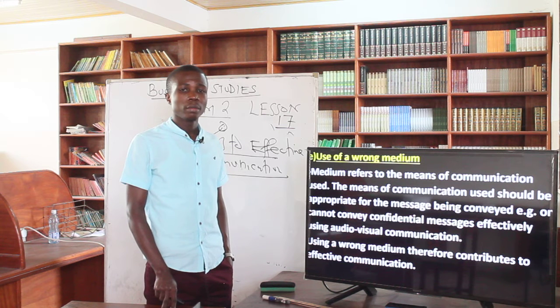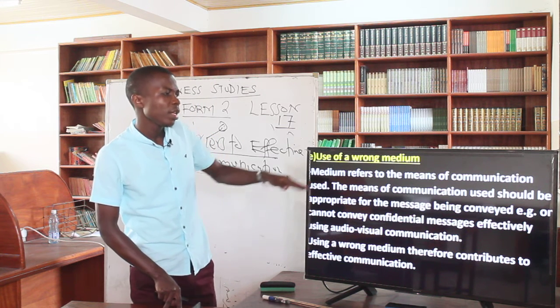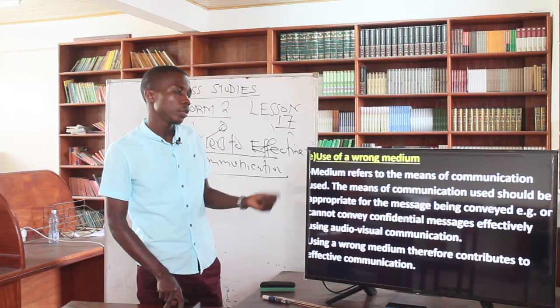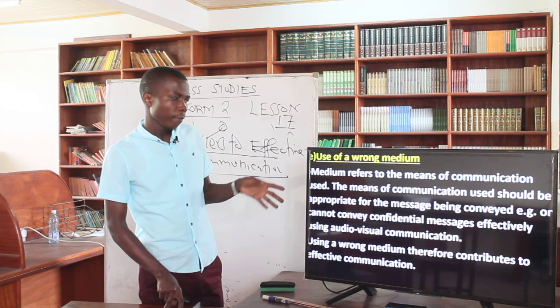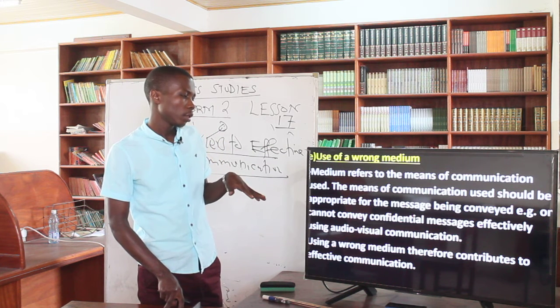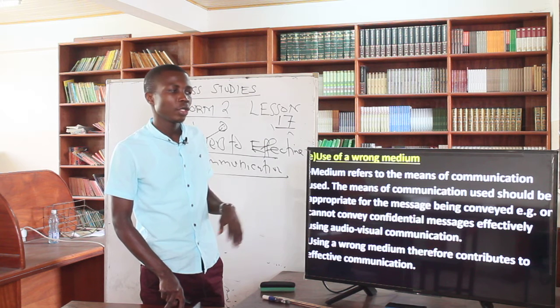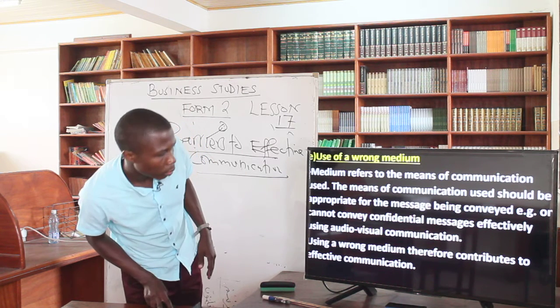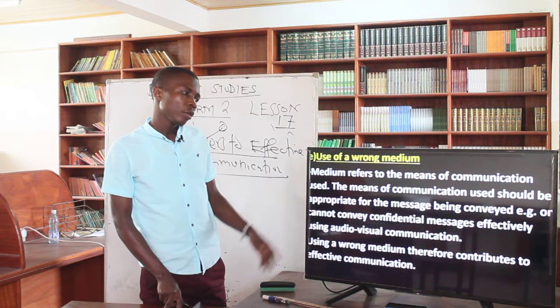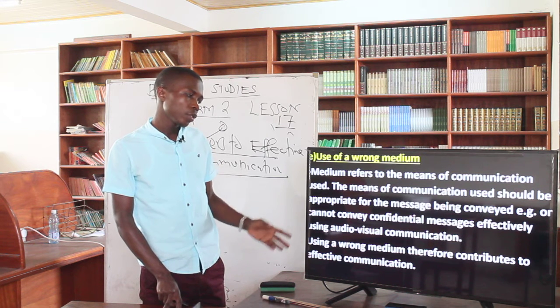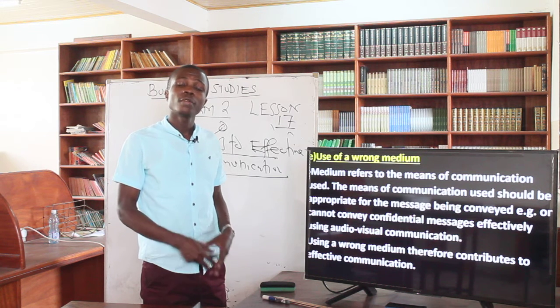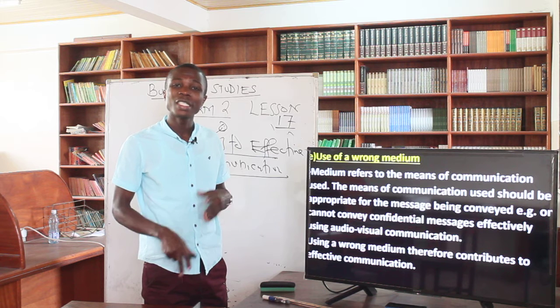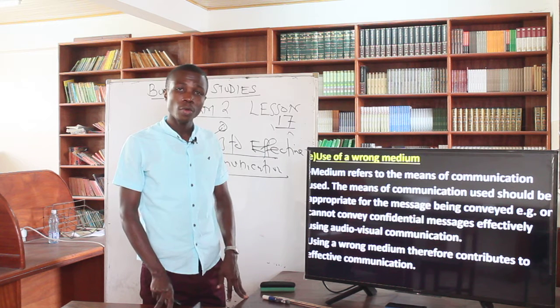Then the next is use of wrong medium. When you use the wrong medium, it also affects the what? The information. So medium refers to the means of communication used. So the means of communication used should be what? Appropriate for the message being conveyed. For example, one cannot convey a confidential message effectively using what? Audiovisual. Like you are sending a private message on TV. You see, that is not appropriate.